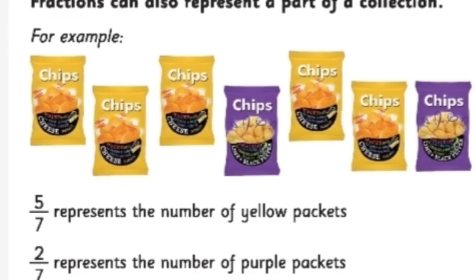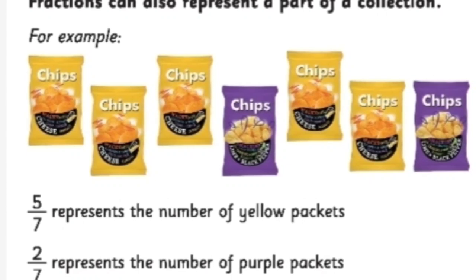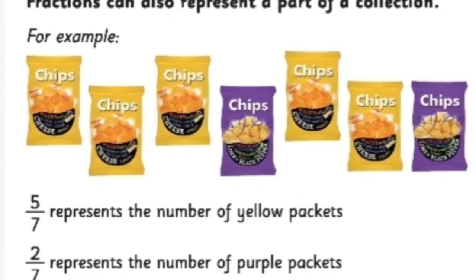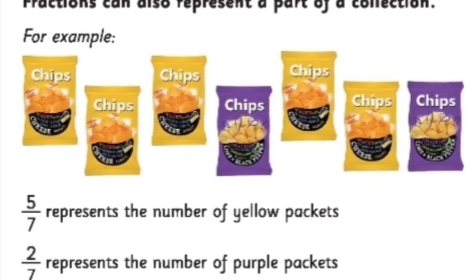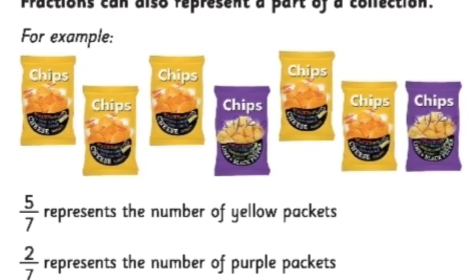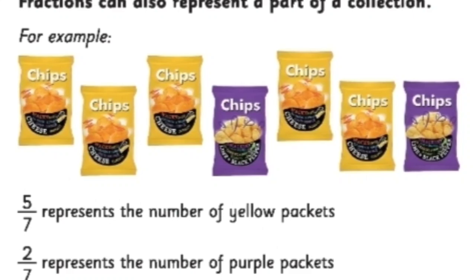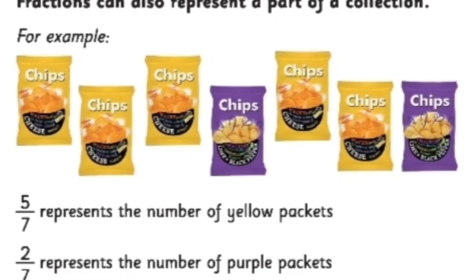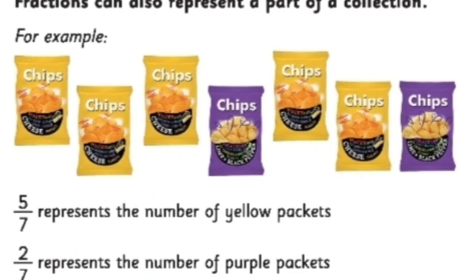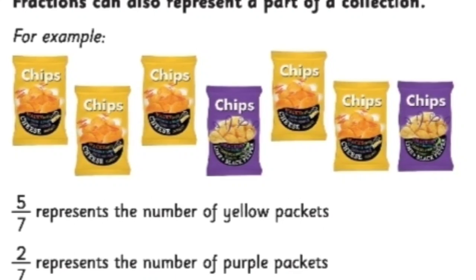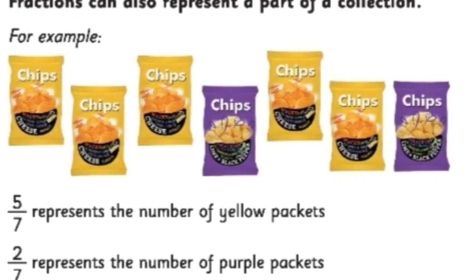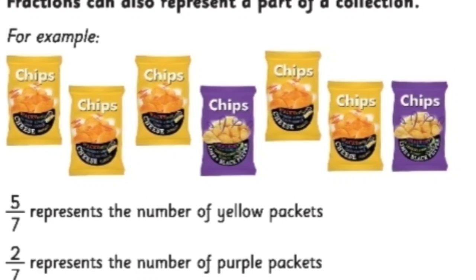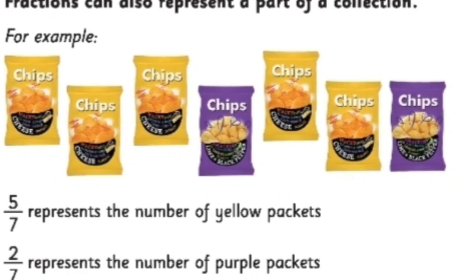Look at these packets of chips, children. What is the total number of packets? Yes, there are 7 packets, right? How many of these packets are yellow? Yes, we can see 5 packets out of 7 are yellow. So, we can write 5 by 7 as fraction.